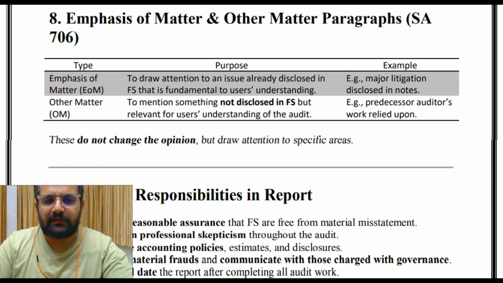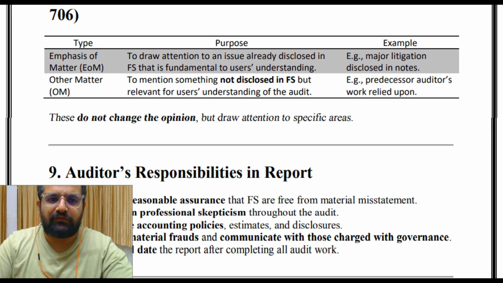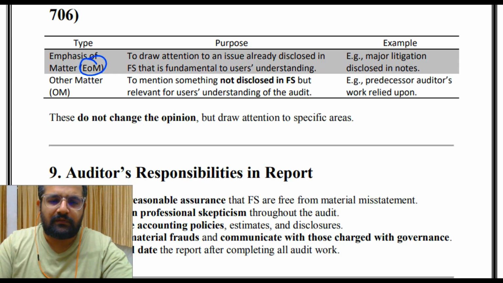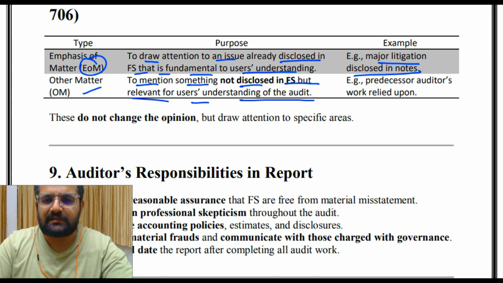Emphasis of matter and other matter paragraph. Standard on Auditing 706. Emphasis of matter, that is EOM, is to draw attention to an issue already disclosed in the financial statements that is fundamental to users' understanding. Example, major litigation disclosure in notes. Other matter, to mention something not disclosed in the financial statements but relevant for users' understanding of the audit.